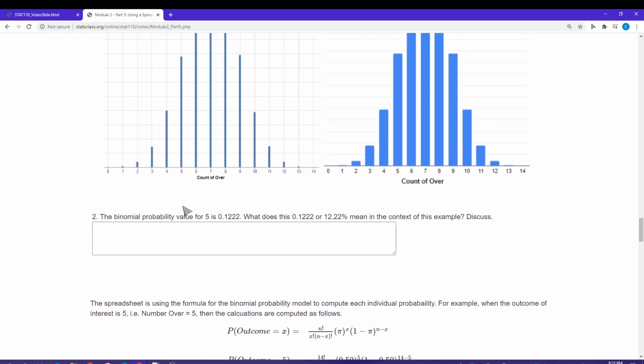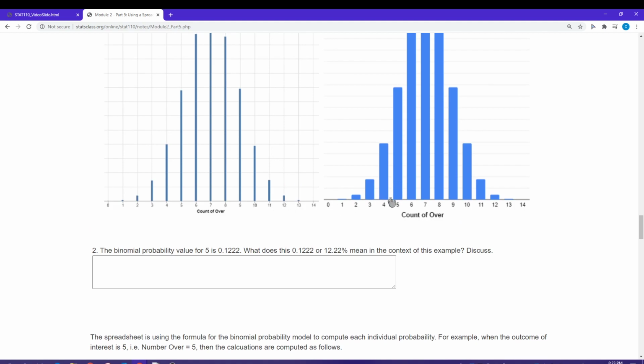Okay, the binomial probability model, when I get the value of 5 here, that's about 12%. So what does that mean in the context of this example? Well, if WSU males are on target, so again, that's how this reference distribution was built, then about 12% of the time we will observe 5 males being over on their vitamin A intake.